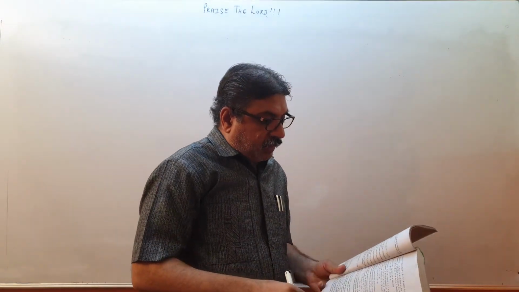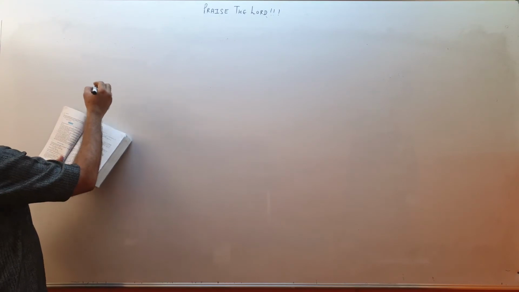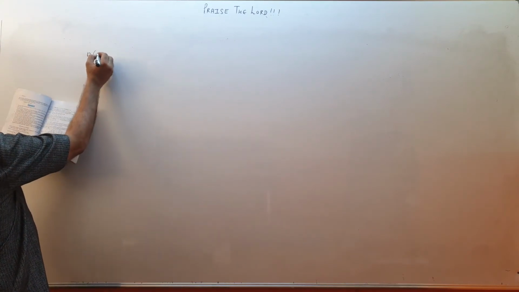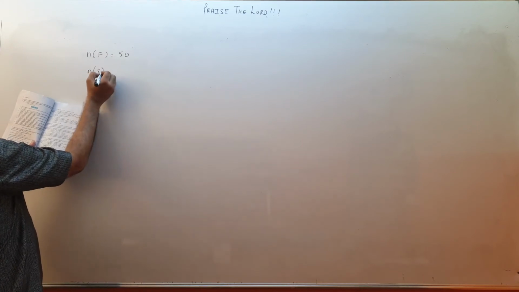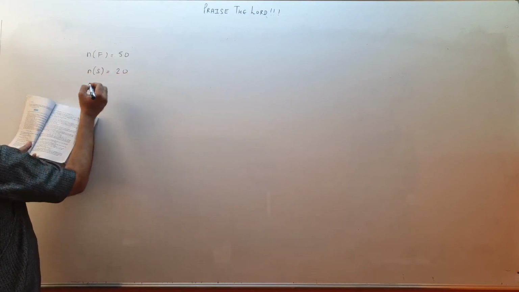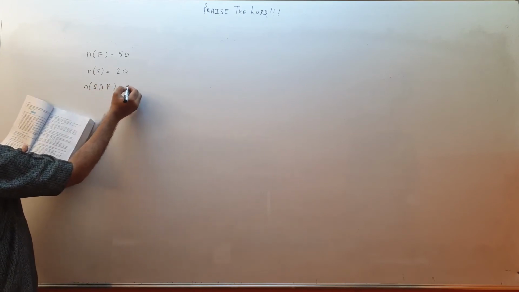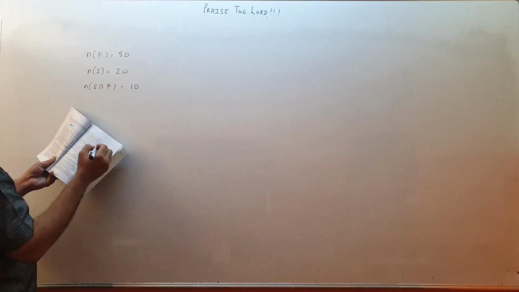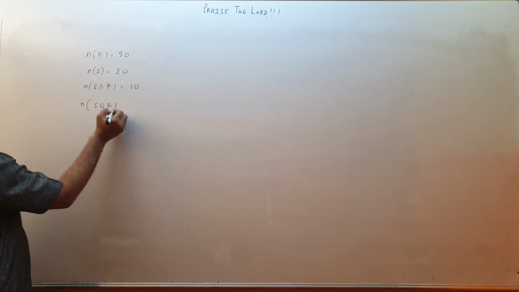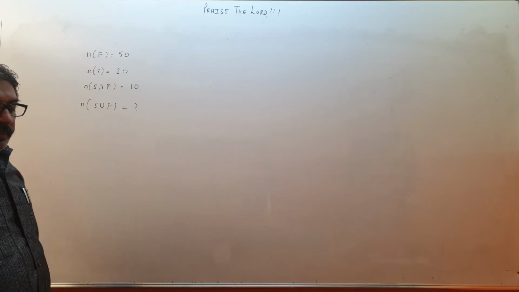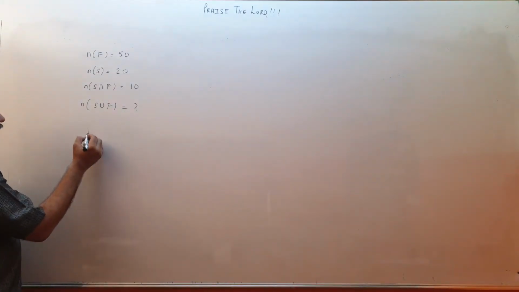See, in a committee, 50 people speak French, 20 speak Spanish. The number of people speaking French is 50, number of people speaking Spanish is 20, and 10 speak both. So S intersection F, speaking both, that is 10. How many speak at least one of the two languages? At least one means S union F. This we want. Let us draw the diagram.